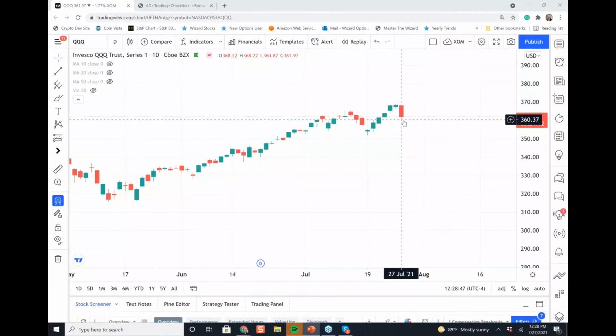Now, I'm going to introduce you to volume. Volume is the most underrated, underutilized indicator, piece of data for retail traders. Retail traders underutilize volume. To your benefit, we're going to stop that today.